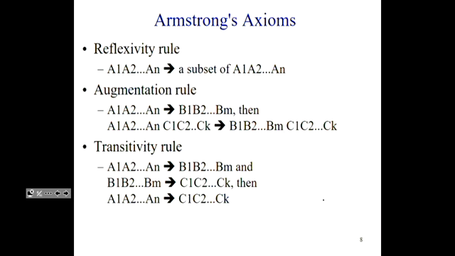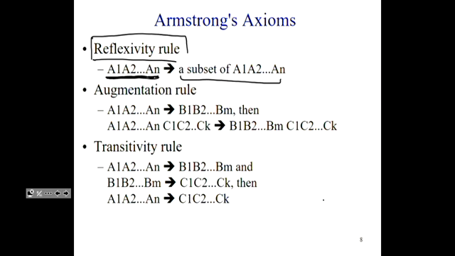They are actually pretty straightforward. The first axiom is actually trivial. The first axiom basically says if you have A1 through AN on the left hand side, that certainly implies a subset of A1 through AN on the right hand side. So this is what is called the reflexivity rule. Very straightforward. If two tuples have the same set of values for A1 through AN, then they obviously have the same set of values for a subset of those attributes.